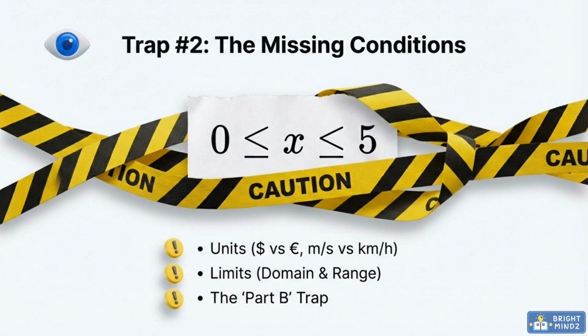Another common trap is missing conditions. The question quietly sets the rules, and one of them gets ignored. That might be units, like mixing dollars with euros, or meters per second with kilometers per hour. It might be limits, like domain or range, or a part B that depends on a result you didn't use correctly. Those conditions are part of the question's instructions, not optional extras.